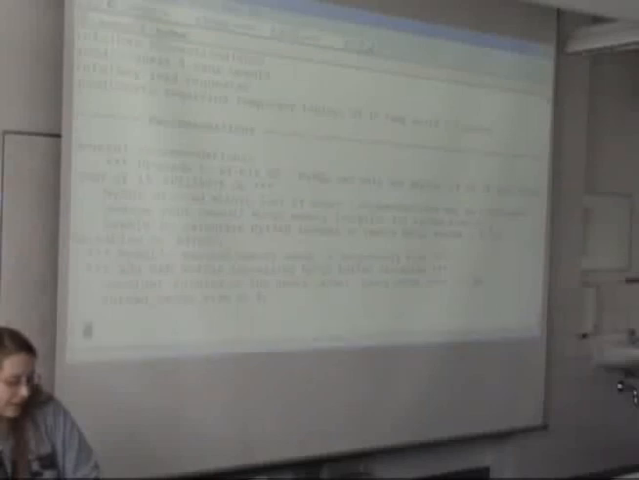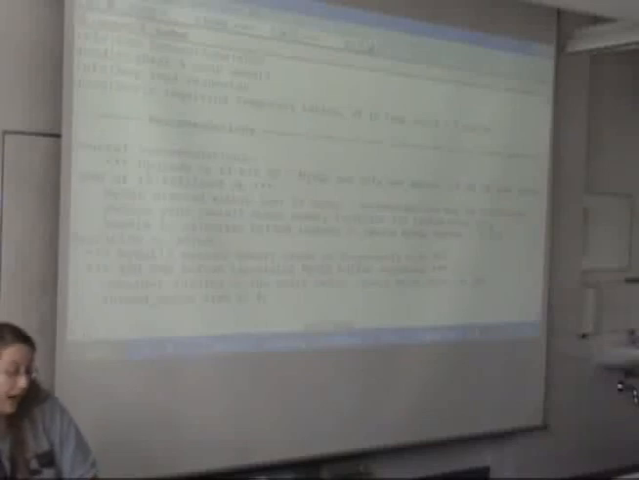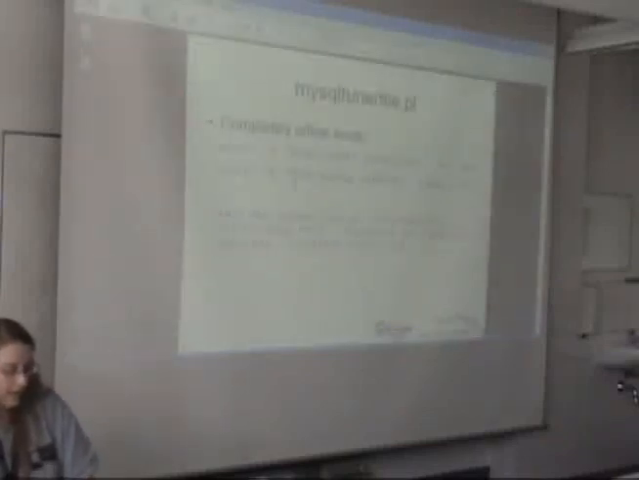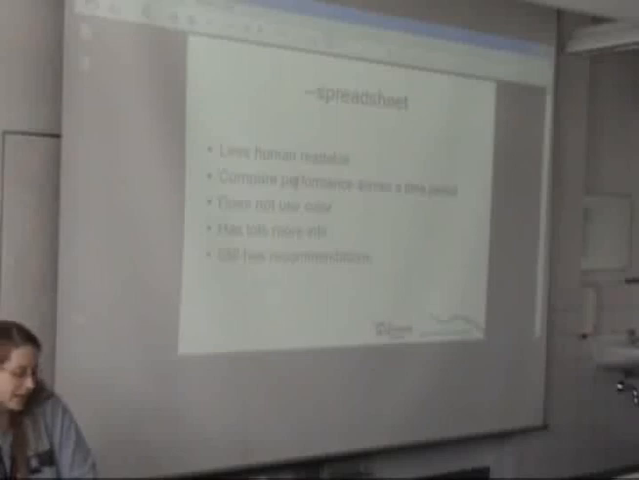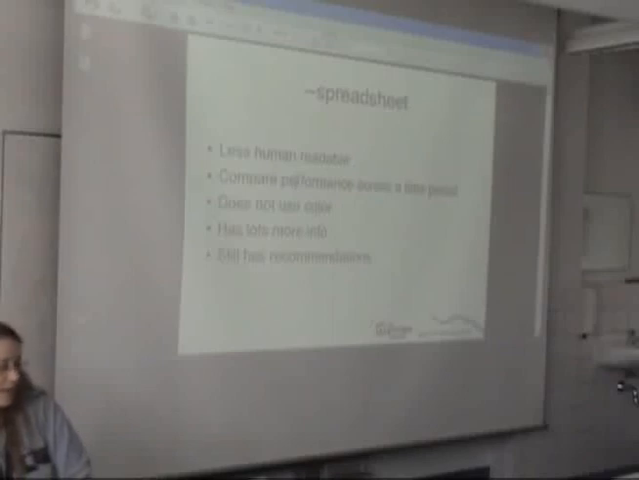And it's giving us the same recommendations here. So again, trying to do it transparently, but also trying to add in all the features that I personally wanted. So -spreadsheet, again, doesn't use color, has more information, and those are recommendations. That way you can compare over a time period.